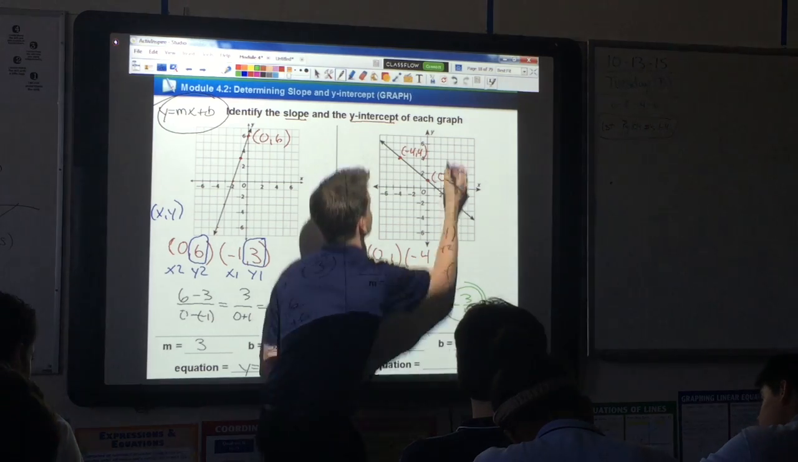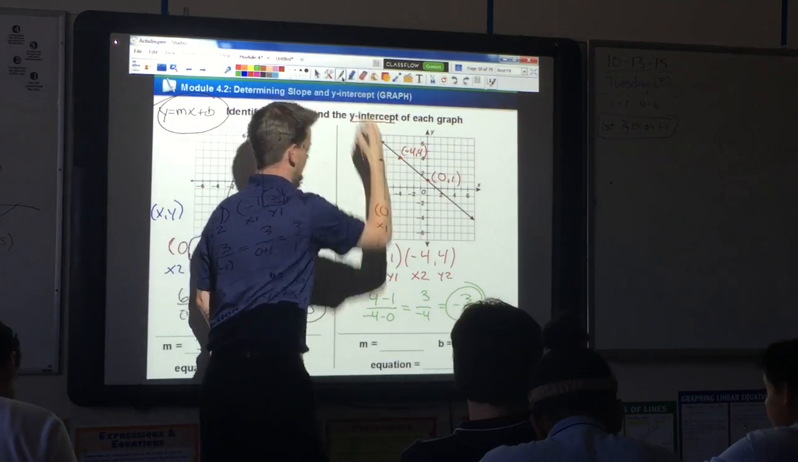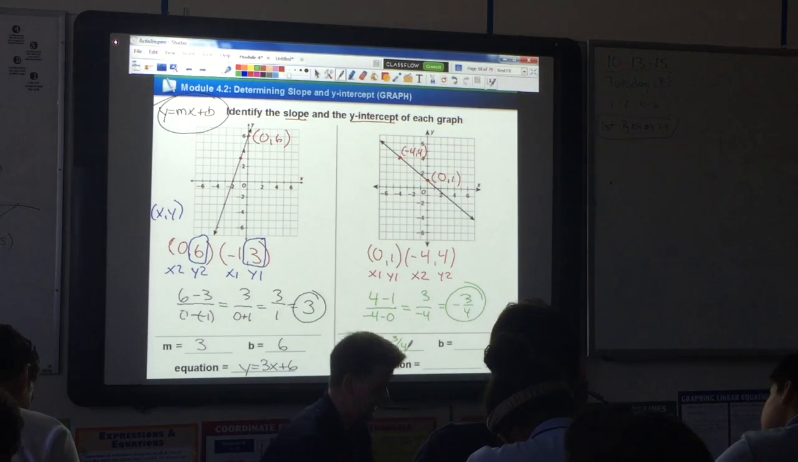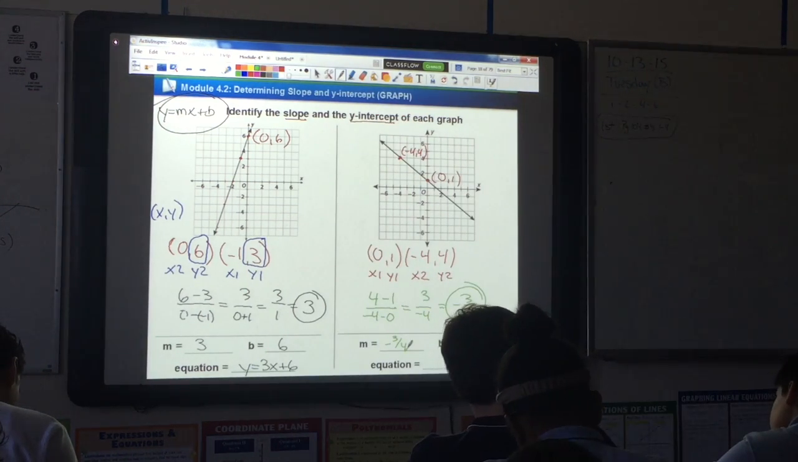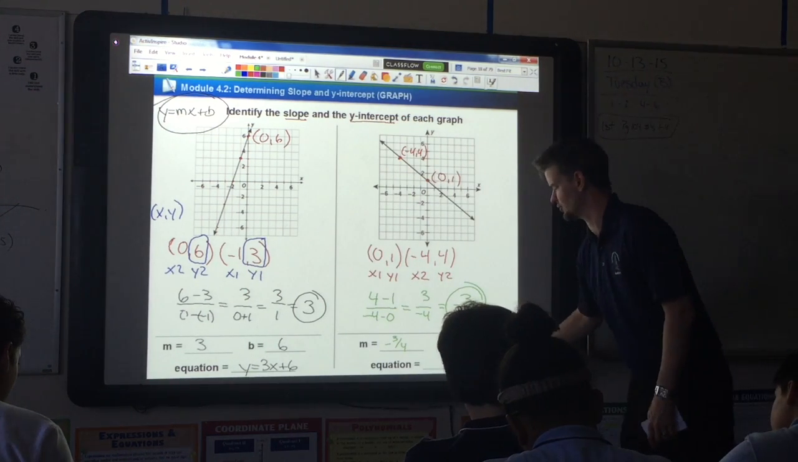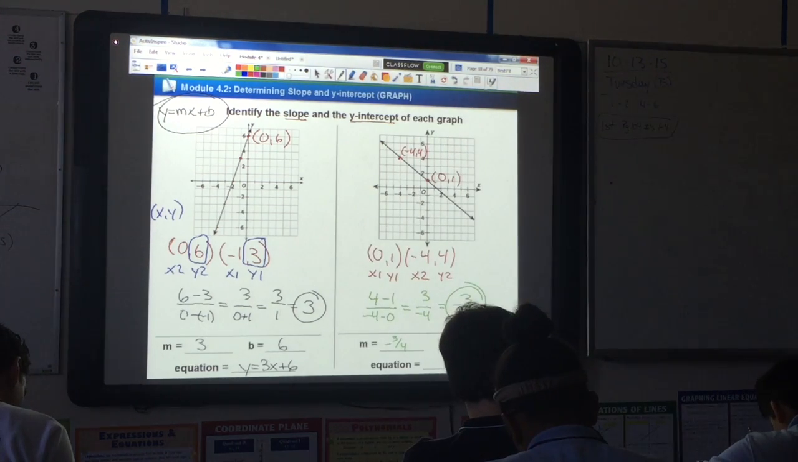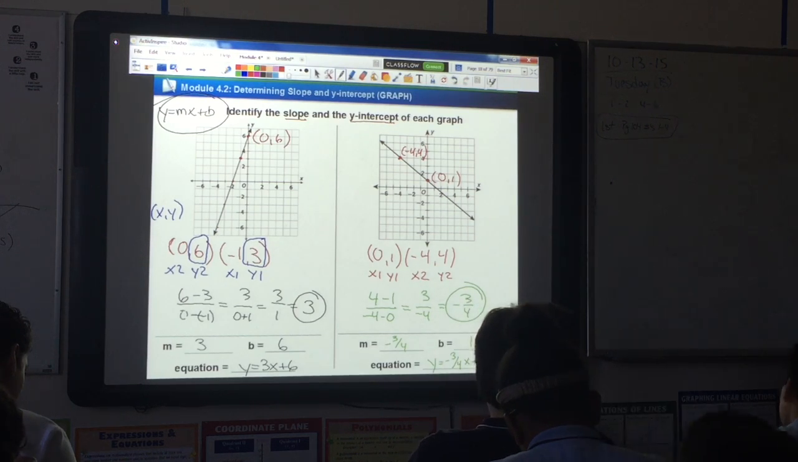Let me fix this 3 because it kind of looks like a weird looking 9 there. So we're going to have -3 over 4. And then what was my y-intercept? 1. My y-intercept is 0, 1, so I'll just write 1 here because I'm trying to write the equation. What's my equation going to be? Y equals -3/4 x plus 1.